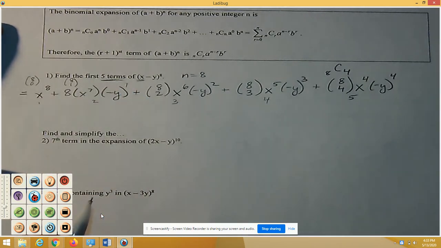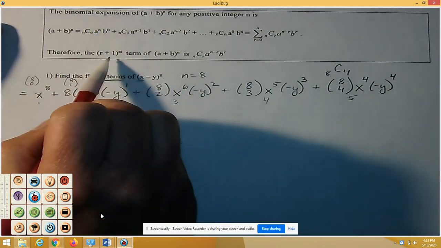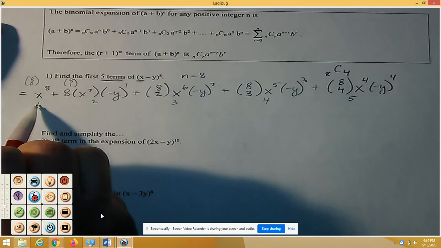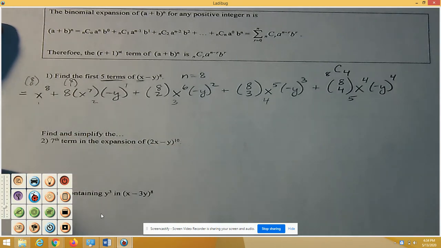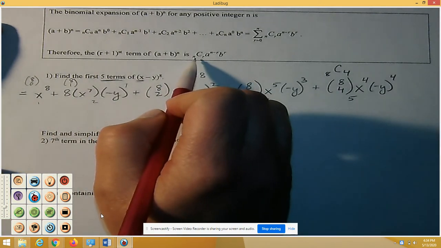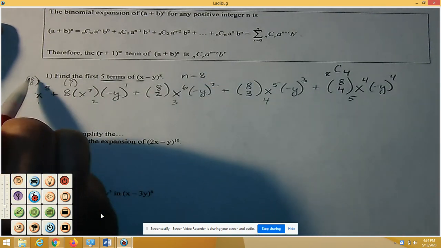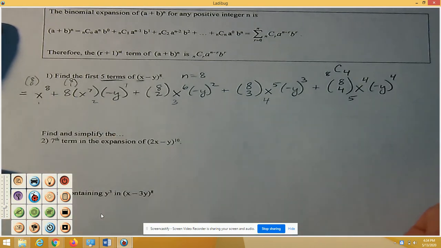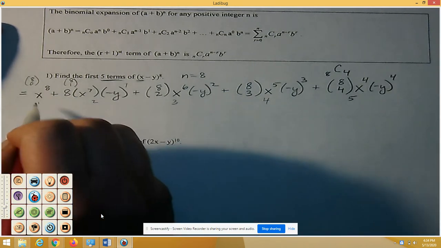Now you can see why when you're looking for a particular term, you always add 1 to r. So here, r would be 0, but I'm going to add 1 to it. r would be 0, and that would be 8 choose 0, and then you would use that in your formula. All right, so this is finding my first term.